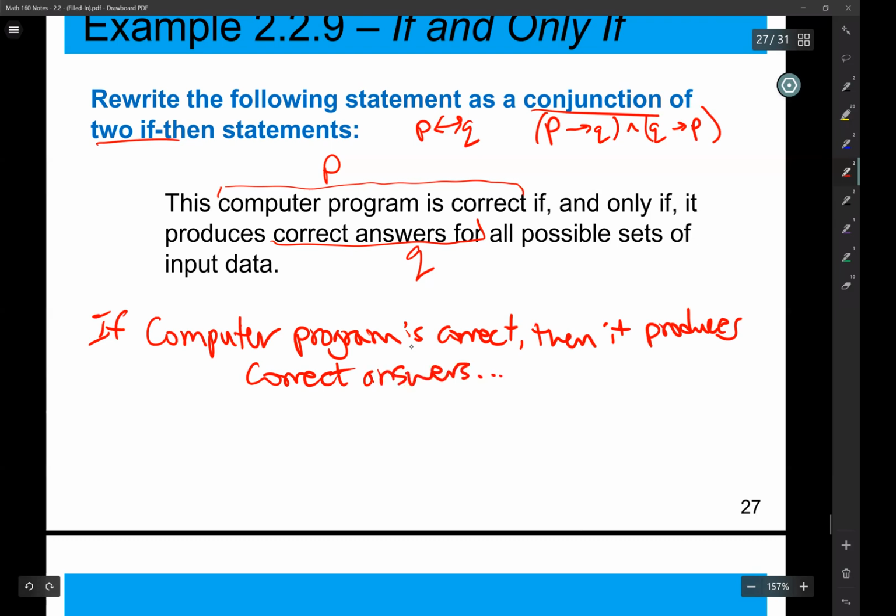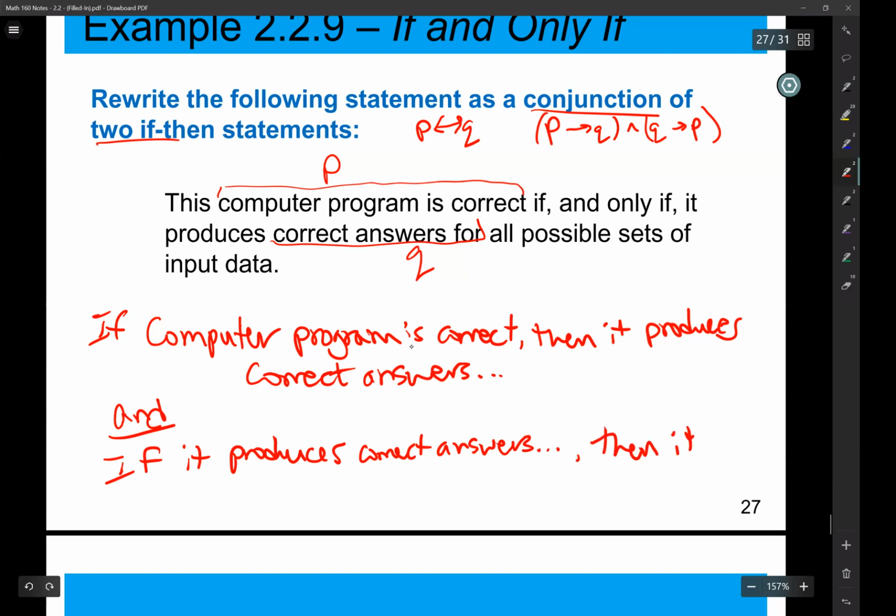Dot, dot, dot, you get the idea. Okay, but then I write it the other way as well. And I'll say, and if it produces correct answers, dot, dot, dot, then it is correct. And the computer program is correct. Okay, all I did was this. I just did that in words though. Okay.